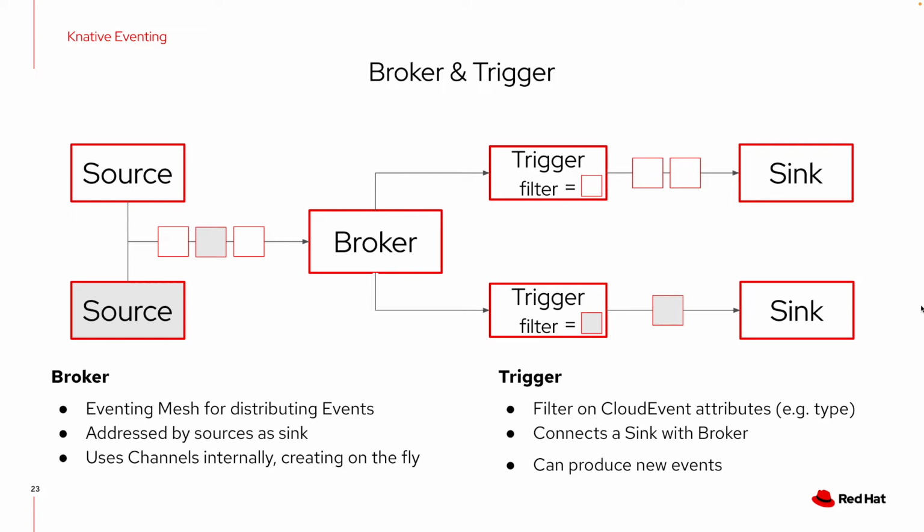Triggers are also custom resources that connect a broker with an event sink, but they can also filter events before they are sent to the sink. You can filter on any attribute of the cloud event and distribute the event to different sinks. This way you could implement something like a content-based router. And this filtering capability is the main difference between brokers and channels.